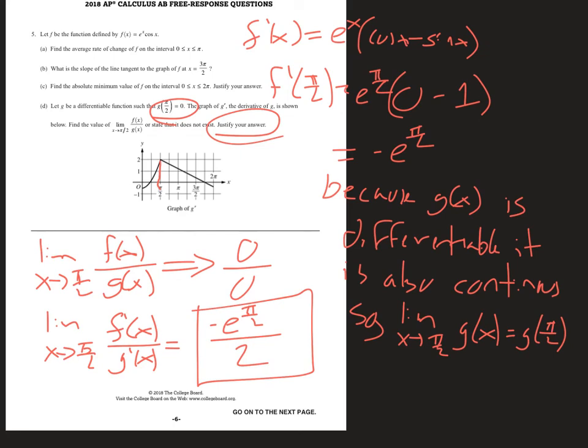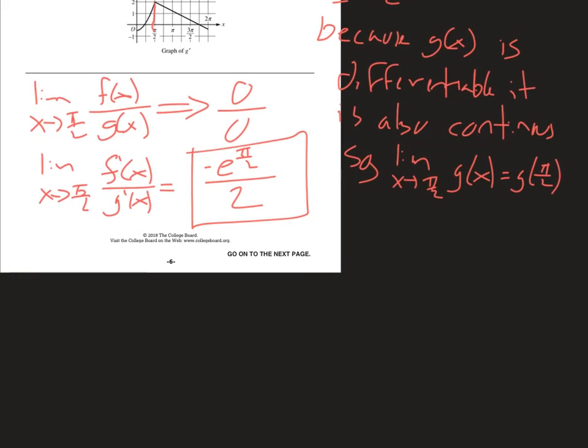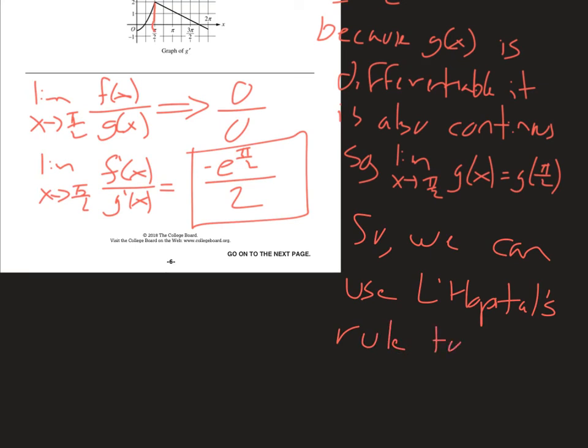And so because g of x is differentiable, it's also continuous. And then I'm going to say, so we can use L'Hopital's rule to evaluate. So it's really this differentiable implying continuity piece, and that being required to get this 0 that they want you to justify there. Okay, so that's number 5 from 2018.